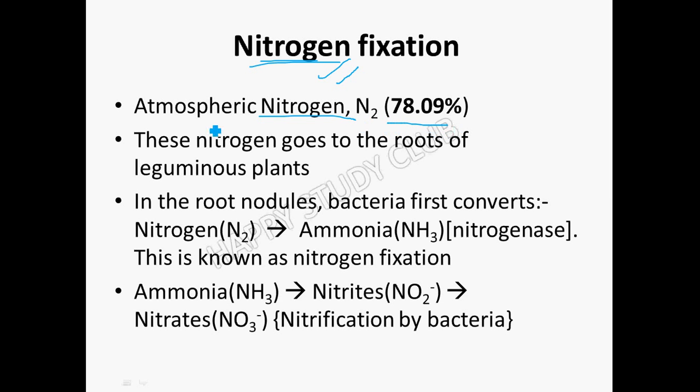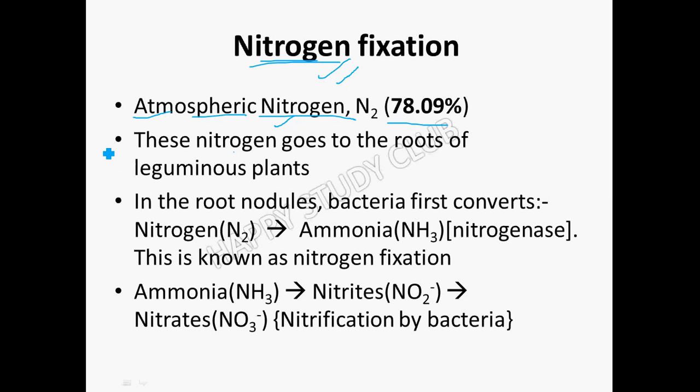78.09% nitrogen is present in the atmosphere, but plants can't use nitrogen directly. So nitrogen must be fixed for the plants to use.